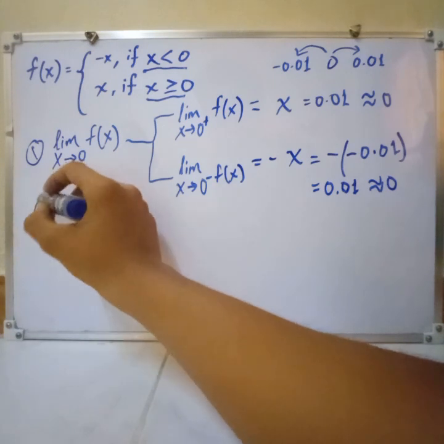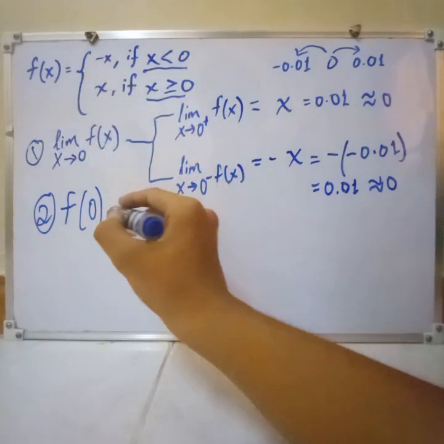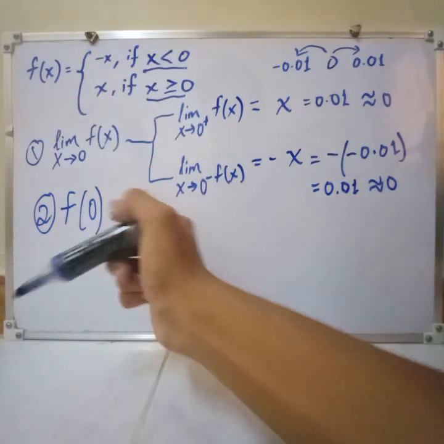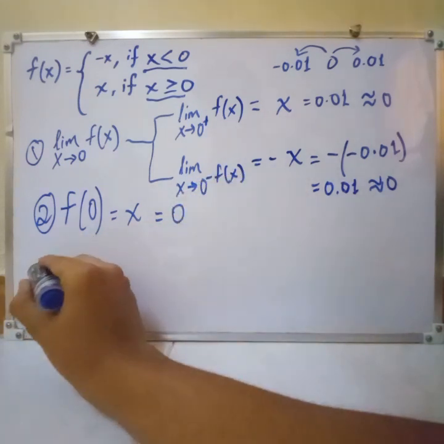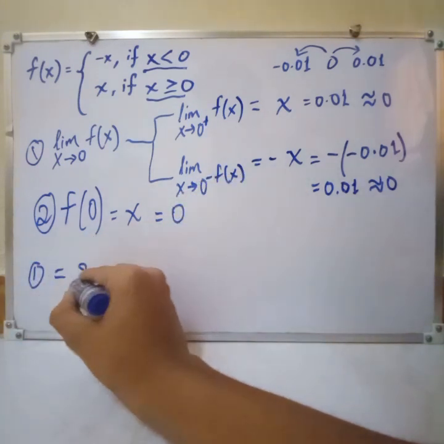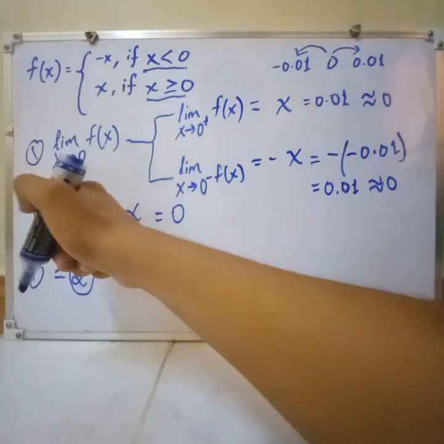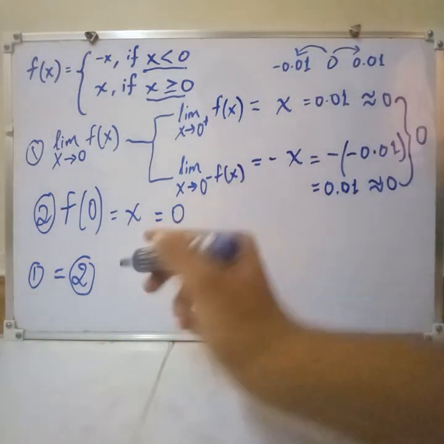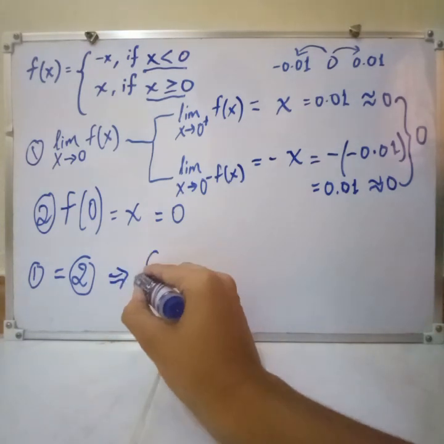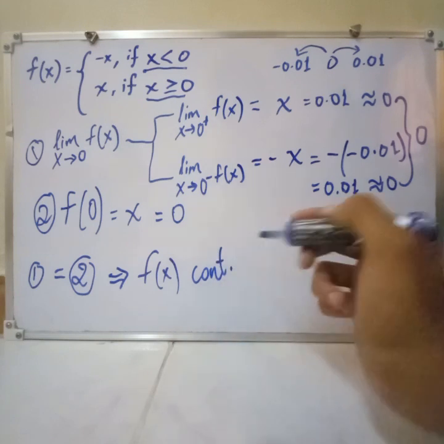Now the second step: we have to find out f of 0. So what is f of 0? It will be equal to x. Now instead of x we have 0, so it will be 0 itself. Now we have to check if the first condition is equal to the second one or not. We are getting f of 0 to be 0 and the limit as x tends to 0 is also 0, so all are the same, and we can say the function f of x is continuous at all points.